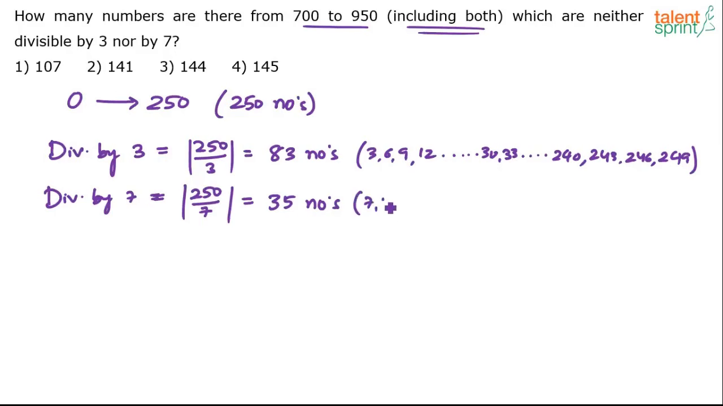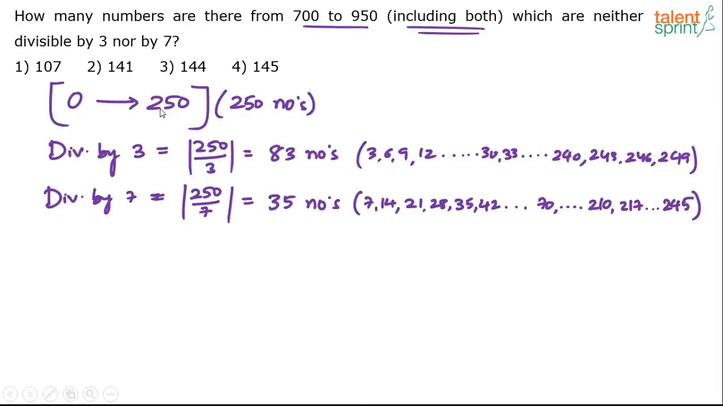What are these 35 numbers? Starting from 7, 14, 21, 28, 35, 42 and so on up to 70 and then so on up to 210, 217, right? And then finally you'll get 245. 245 will be the last multiple of 7. After 245 it becomes 252, but 250 cannot be considered because we are taking the range only as 0 to 250, including both 0 and 250 here.